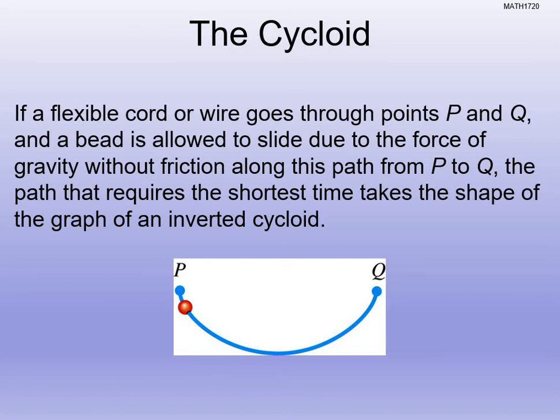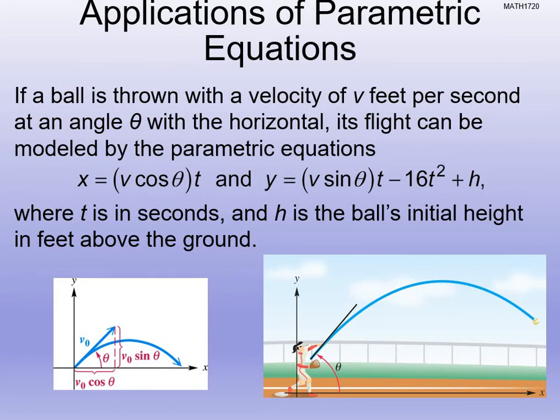So if we use the cycloid here that you see between P and Q, and we were able to drop a bead that goes through a string, it would be the same kind of thing. It would be much faster, right, if we created that curve for it to loop up to the other side versus if it was a straight line. All right, so let's do an example so that it kind of makes sense to you. If a ball is thrown with a velocity of v feet per second at an angle theta with a horizontal position, its flight can be modeled by the parametric equations given here. All right, x equals v cosine theta times t, and y equals v sine theta times t minus 16t squared plus h.